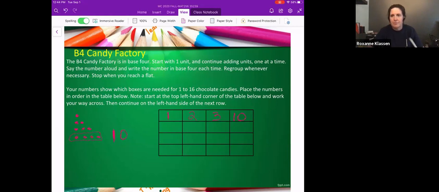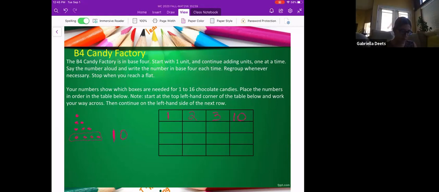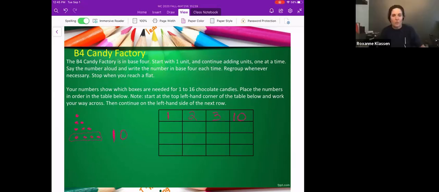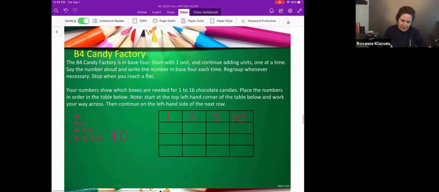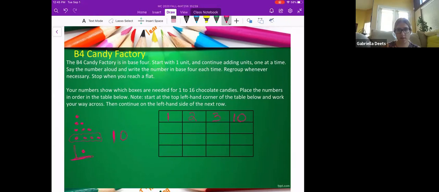I think I'm confused on what we're doing. I understood the first row, but then I don't know how to keep going. Well, what would you do if you wanted 1 more candy? Right now, I just have 1 line, right? Can I add a dot? So this is 1 candy, 2 candies, 3 candies, 4 candies. Now I want 5 candies. Is this 5 candies? Yes. So how would I write that number?